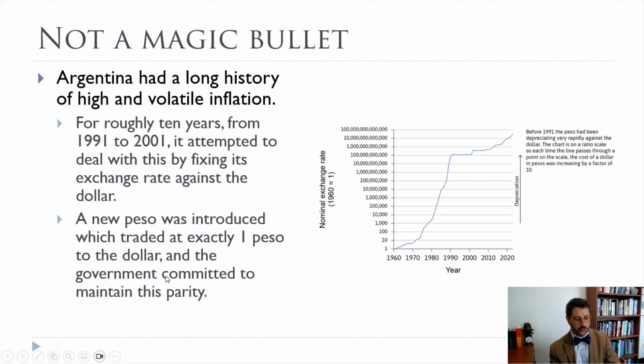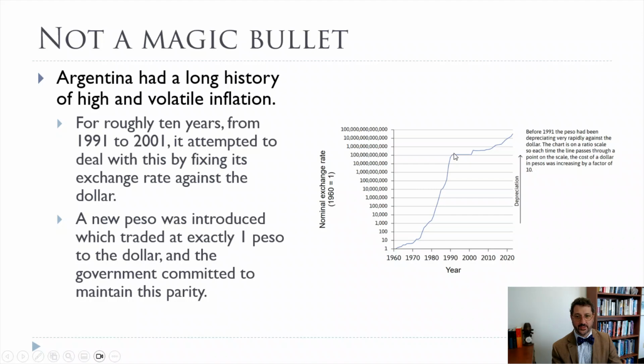Now, Argentina is a common example in macroeconomics when talking about exchange rates. Argentina experienced very high inflation, as you can see. So this is the nominal exchange rate going back from 1960 through 2022 or 2023. You can see they had a huge depreciation.